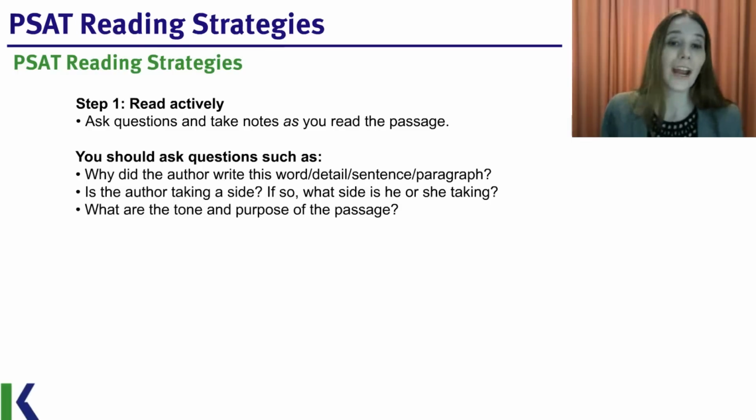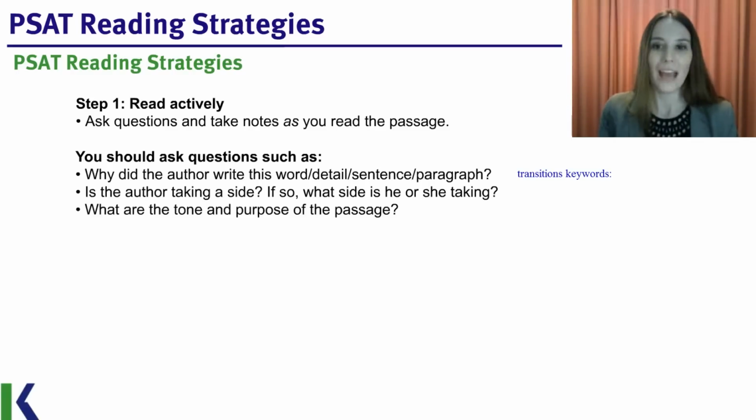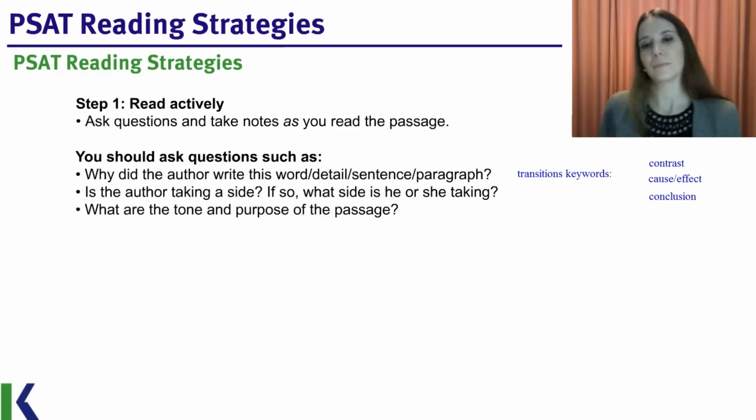So we're going to look at these transition keywords, and these are the same type of words that you're likely already thinking about in some of your English classes. We have contrast words, we have cause and effect keywords, and we have conclusion keywords. Those are our three big categories. Things like but, however, although, in spite, in fact, because, since, while, all these words. Anytime we see them, they're going to be super important.